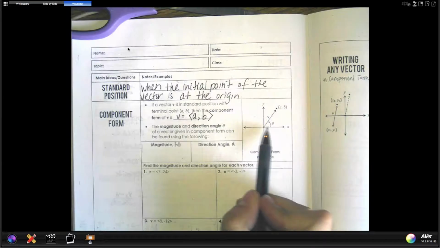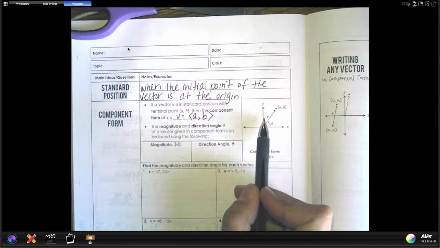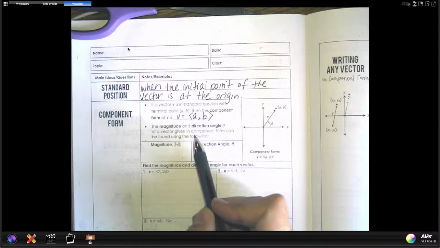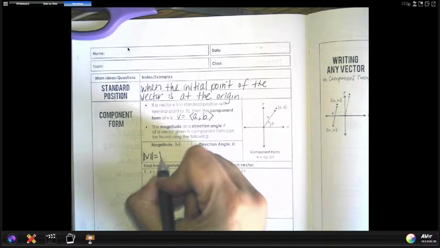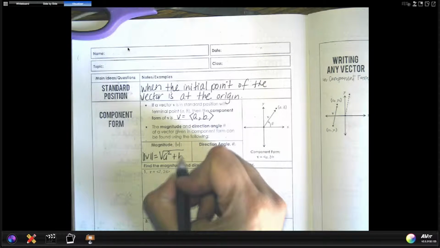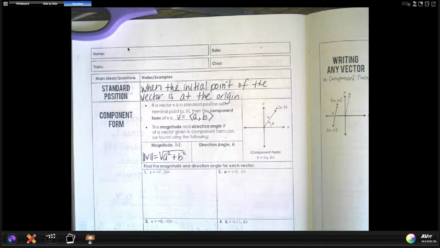So for example, this is 0, 0, and this is AB. A minus 0 is A. B minus 0 is B. So therefore, when you find the magnitude, all you do is square root of A squared plus B squared. And if you want to find the direction angle, all you do is do tan B over A.